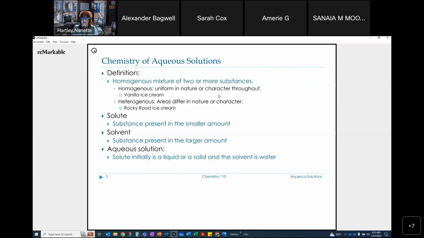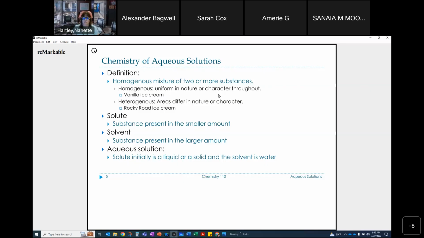One of the other things we need to talk about is what is a solute? So a solute is a substance present in the smaller amount that is then dissolved in the solvent. The solvent is the substance present in the larger amount. So typically when we're talking about solutes and solvents, we talk about things like adding sodium chloride to water. Water is my solvent in that case, sodium chloride is my solute. But again, that is defined that way because there's more water than there is sodium chloride.